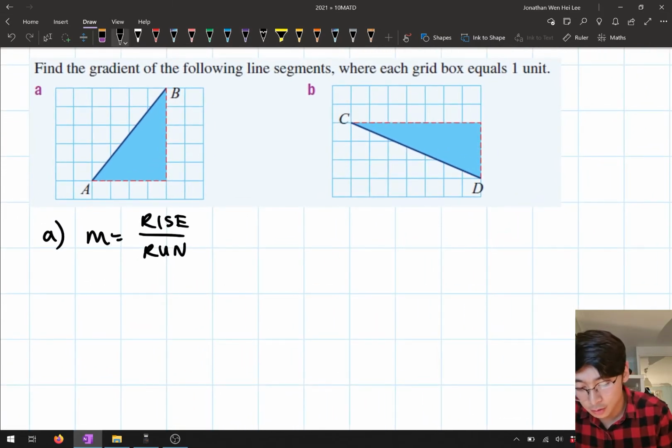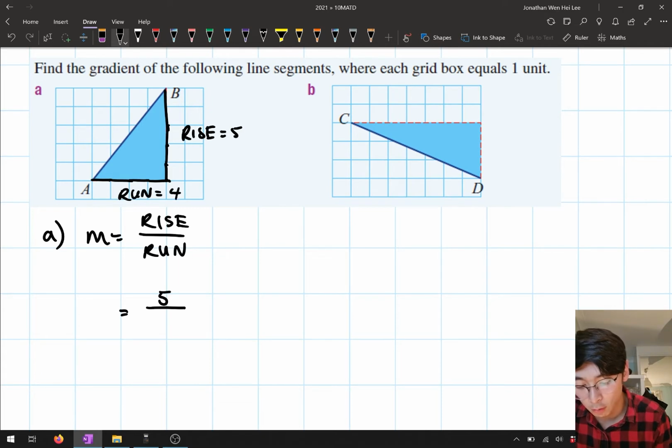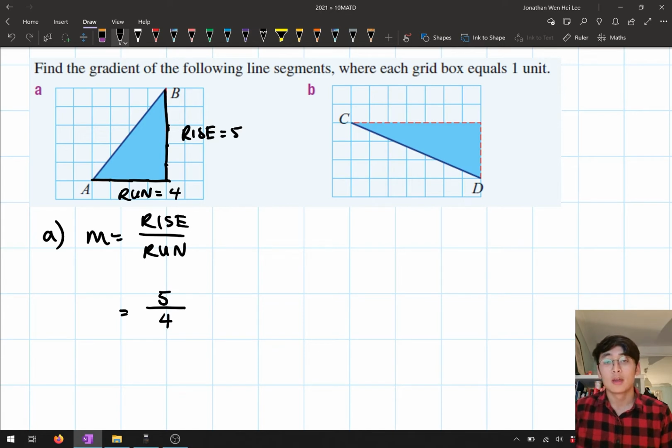The rise is just going to be, well, if I go from A to B, I need to go up 1, 2, 3, 4, 5. And so here, my rise is going to be 5. And so I can put that in my formula, 5 for my rise. And I need to divide that by my run. Now my run is just how many units I need to go across. So here, 1, 2, 3, 4. So here my run is going to be 4. And so I can write my answer as 5 over 4. So that's how we go about these questions here.